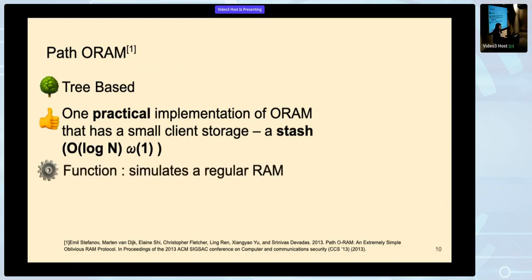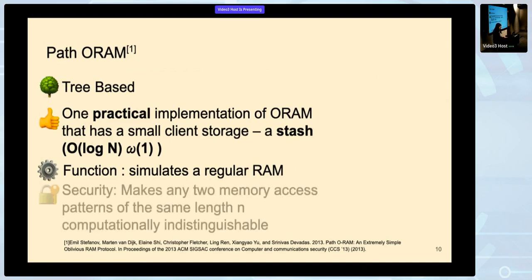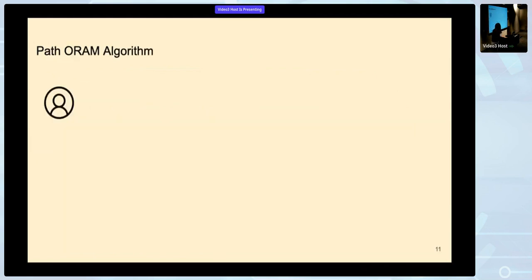So functionally, it simulates the regular RAM. That means the interface of Path ORAM is the same as the regular RAM, where you do read and write access, and there's some guarantee to it. Security-wise, we showed that Path ORAM makes any two memory access patterns of the same length computationally indistinguishable. All right, this concept came up a second time. Here, I'd like to talk about how the Path ORAM algorithm works.